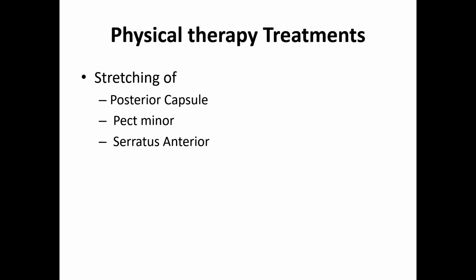Similarly, we can include stretching of the pectoralis minor and major. These two muscles are commonly very tight in subacromial impingement syndrome. We can also include rehabilitation for the serratus anterior. In most cases it may be weak, so we can give strengthening of the serratus anterior, and if it is tight, we can include it in the stretching category.